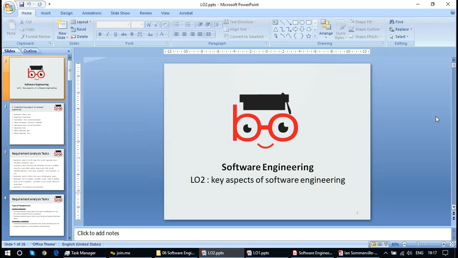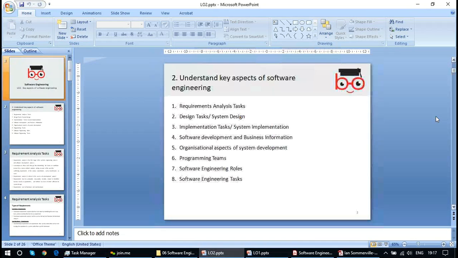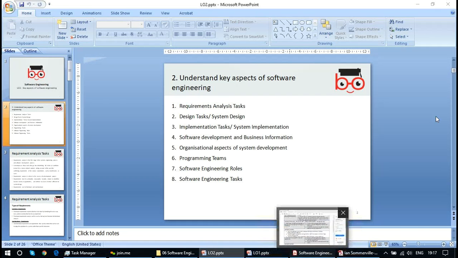LO2 is the key aspects of software engineering that we will be discussing today. What are the key aspects? Requirement analysis is important. Design task or system design is also a key aspect. Implementation task, software development and business information, organizational aspects, programming teams, software engineering roles, software engineering tasks. So these are the key aspects we have to discuss today.